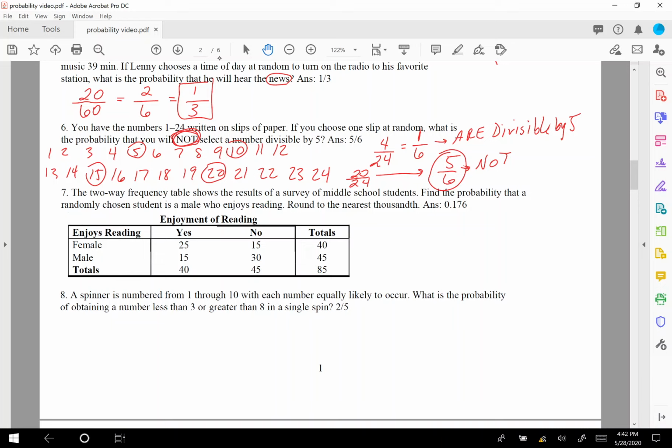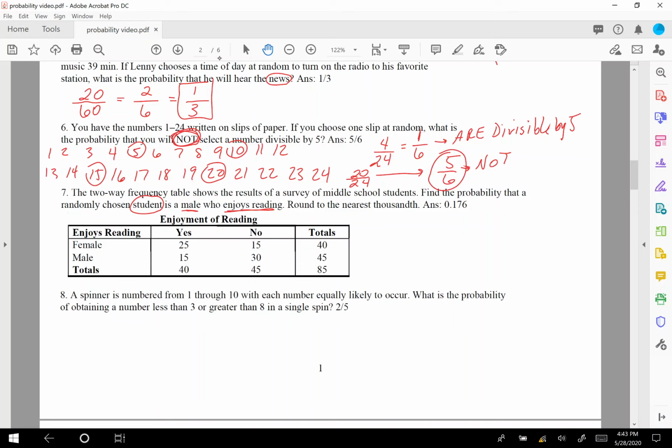All right, the two-way frequency table shows the results of a survey of middle school students. Find the probability that a randomly chosen student is a male who enjoys reading. Okay, so a male who enjoys reading, and it's a randomly chosen student. So we're going to be comparing the males who enjoy reading to the total number of students. This problem is more just showing you how to read this chart. So first thing, we need male, and then the other direction we have here is enjoyment of reading.